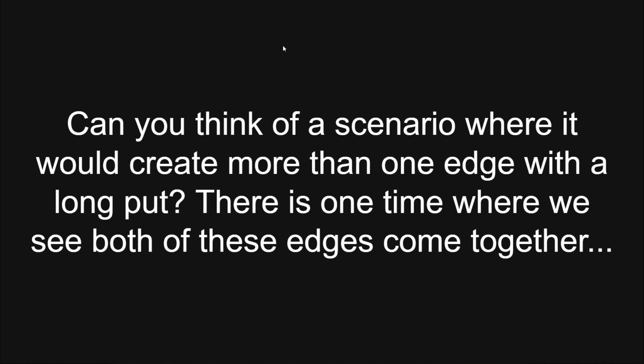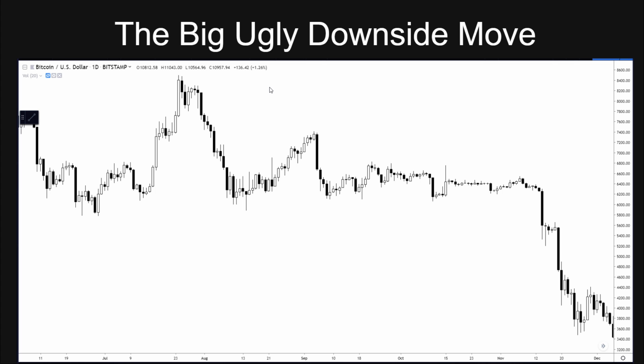So can you think of a scenario where it would create more than one edge with a long put? There is one time where we see both of these edges come together and really multiply the gains that you can make from a long put option. And that is going to be the big, ugly downside move. That's not a technical term, but it's more just descriptive. The big, ugly downside move.